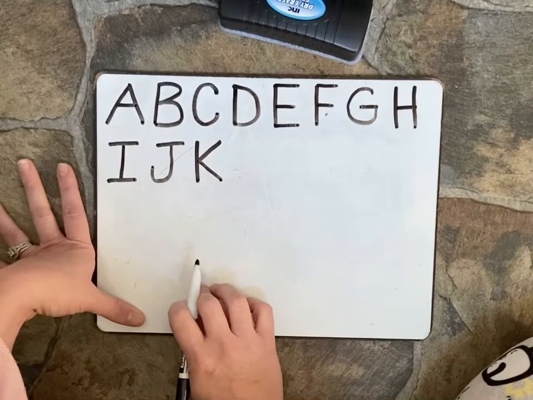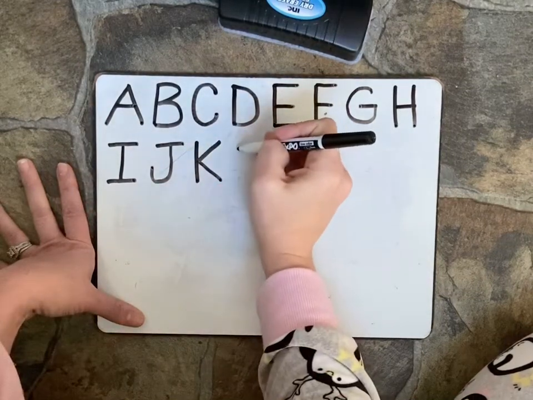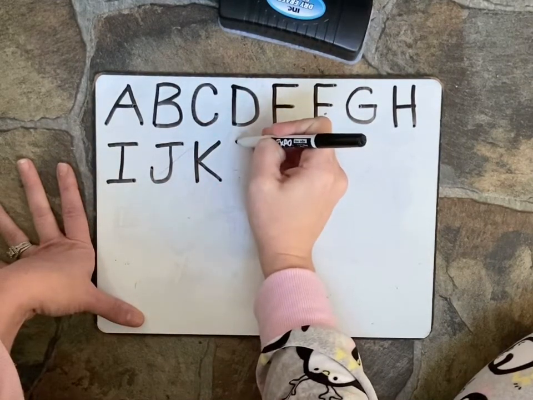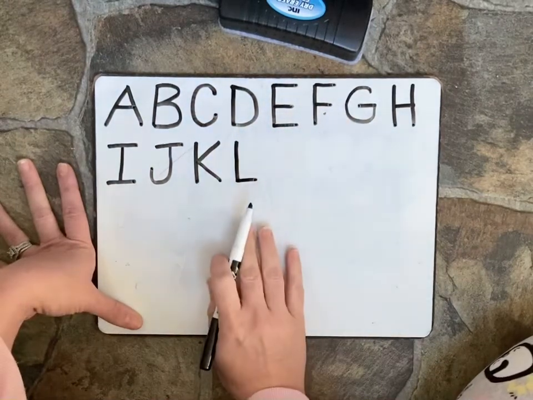What letter comes next? L. L is not a very tricky one. If you can make straight lines, you can make an L. So watch, you're gonna start at the top and pull down and go across for your L.